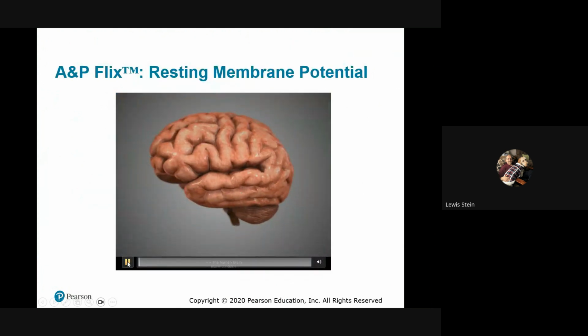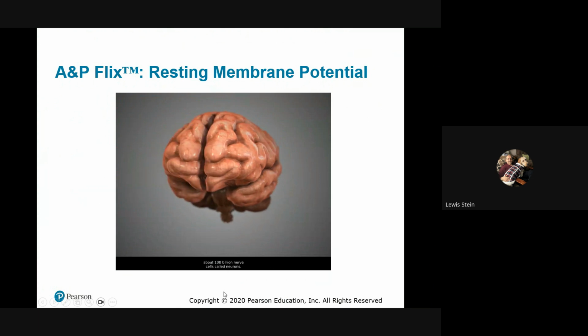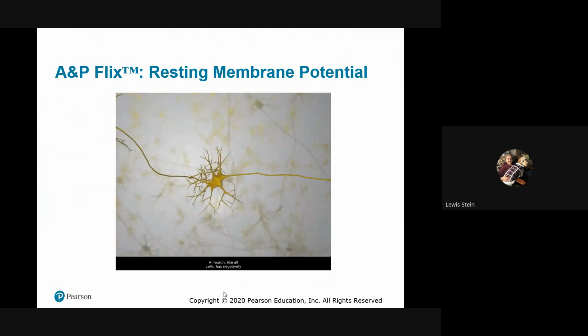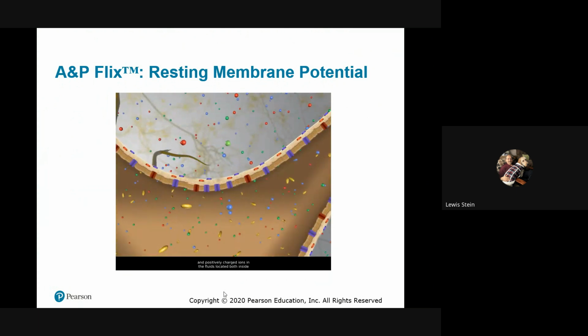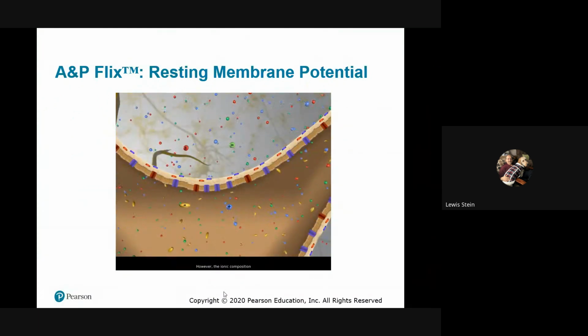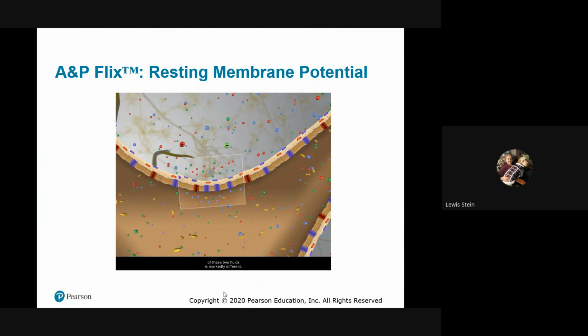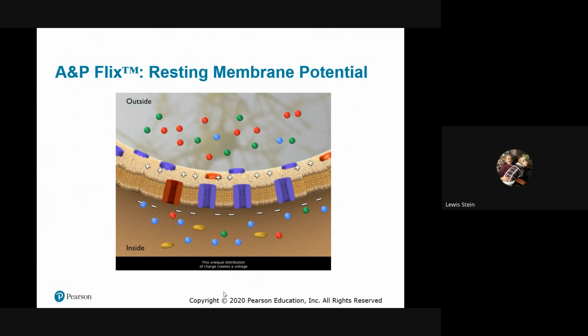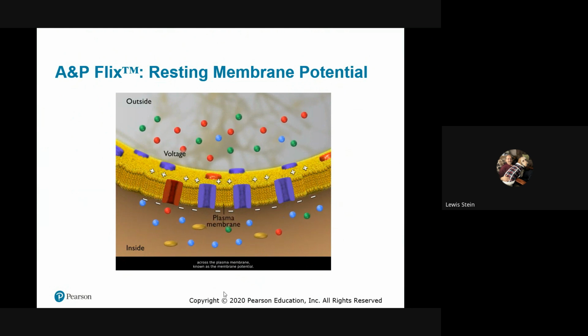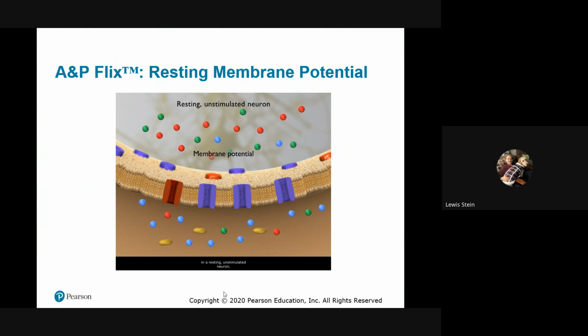First animation, there's 3. The human brain alone contains about 100 billion nerve cells called neurons. A neuron, like all cells, has negatively and positively charged ions in the fluids located both inside and outside of the cell. However, the ionic composition of these two fluids is markedly different. The inner surface of the membrane is negatively charged, while the outer surface is positively charged. This unequal distribution of charge creates a voltage across the plasma membrane, known as the membrane potential. In a resting, unstimulated neuron, this membrane potential is known specifically as the resting membrane potential.